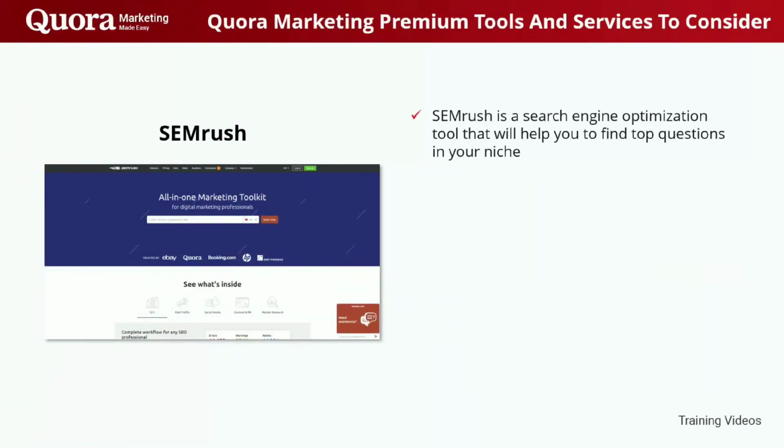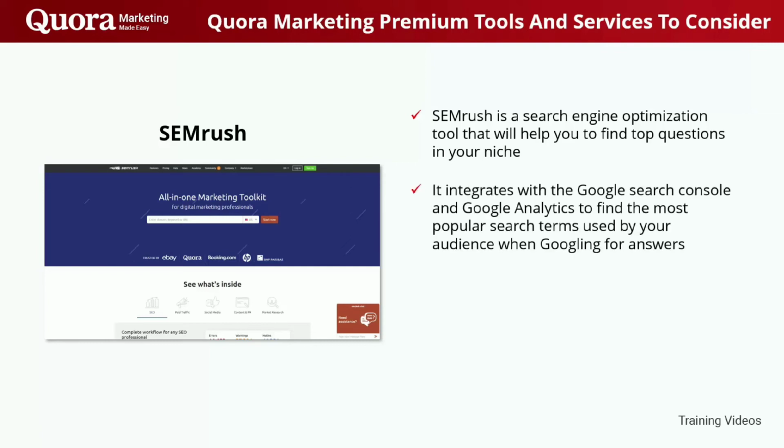SEMrush. SEMrush is a search engine optimization tool that will help you to find top questions in your niche. It integrates with the Google Search Console and Google Analytics to find the most popular search terms used by your audience when Googling for answers.